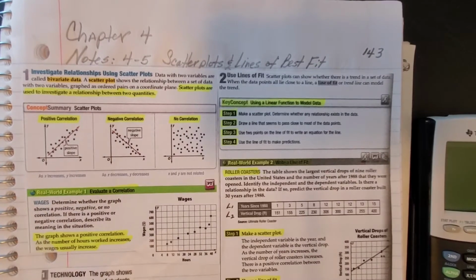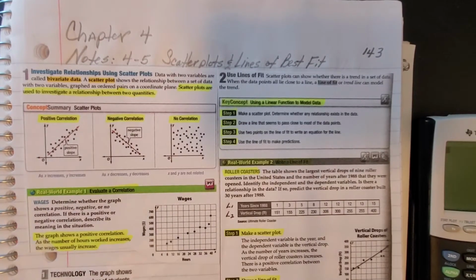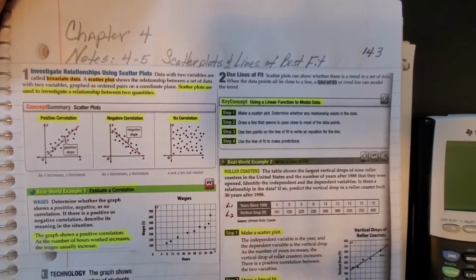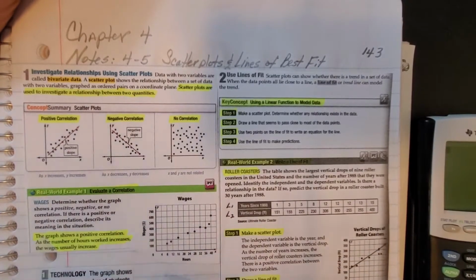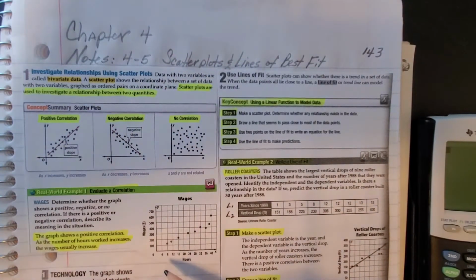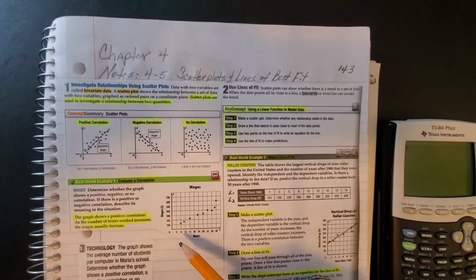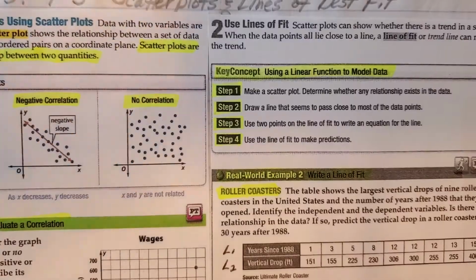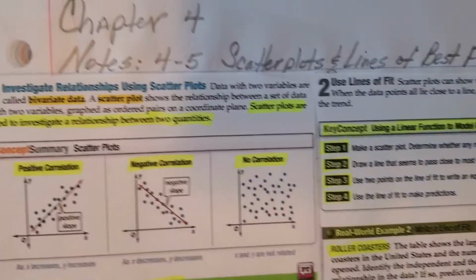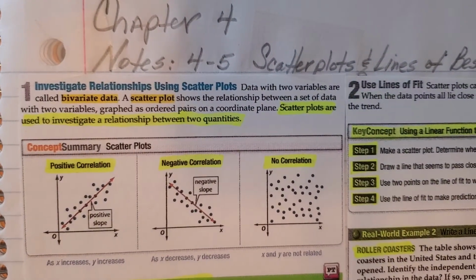Okay, this is chapter 4. We're going back to scatter plots and lines of best fit in 4.5. I want to go through this, and I'm going to work the TI-84 graphing calculator at the end for those of you who are interested. I'm going to zoom in so we can see this a little better. Sorry. And I'm going to move it sideways so I can get each side, and then we'll go over the TI-84.